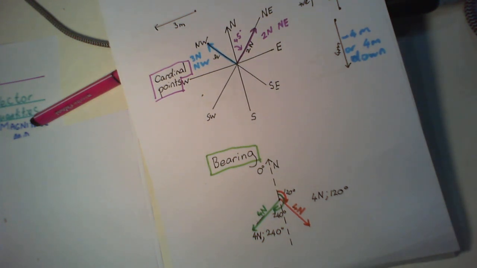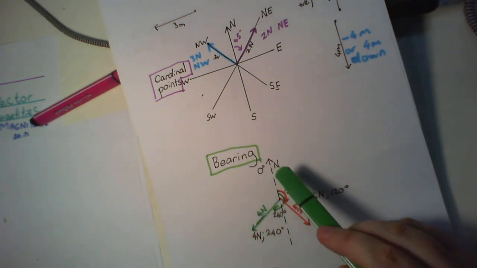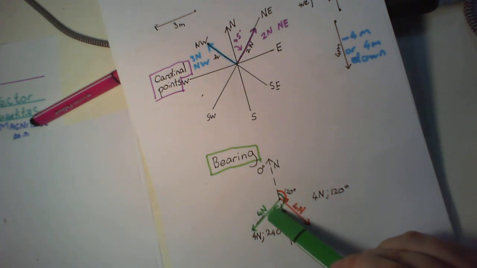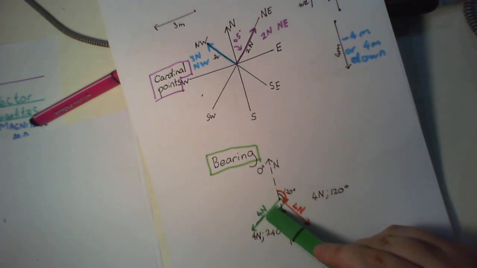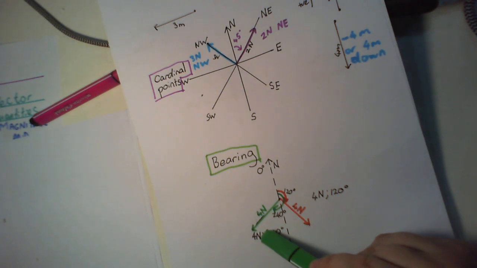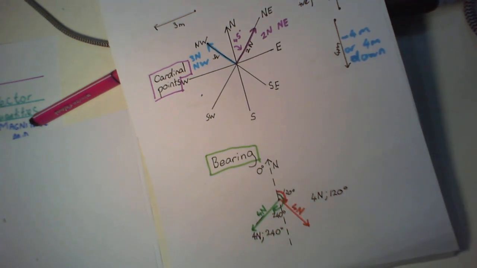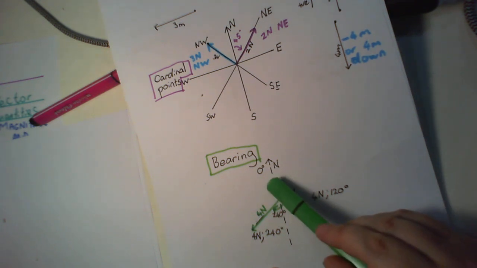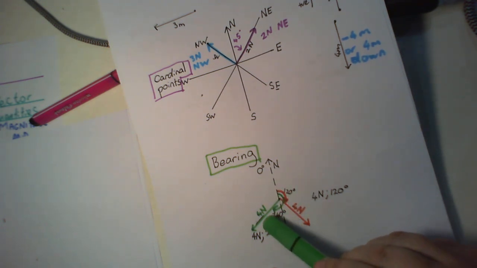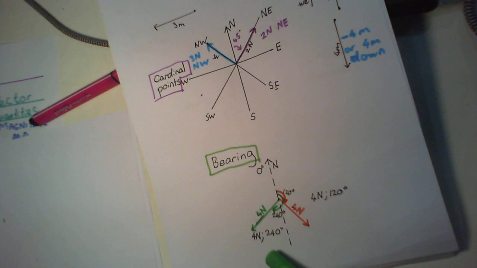We also have another force vector of 4 newtons at a bearing of 240. Now notice, most protractors will not measure above 180, so you will need to measure this angle here and add it to 180. In this case, the angle will have been 60 degrees, plus 180 gives us 240. This is a bearing.